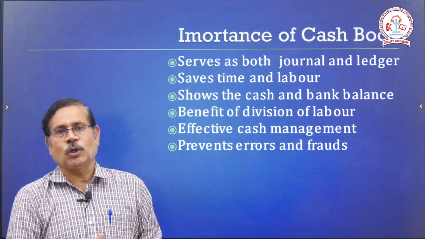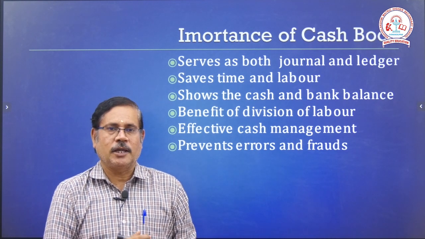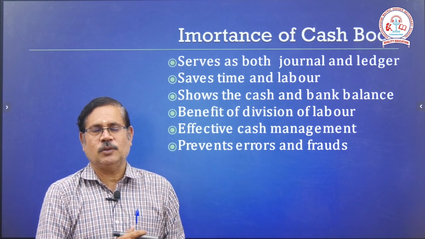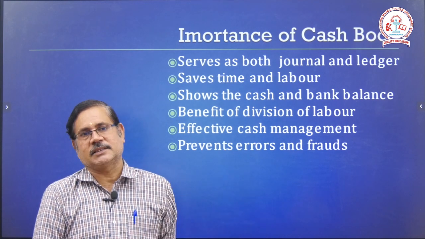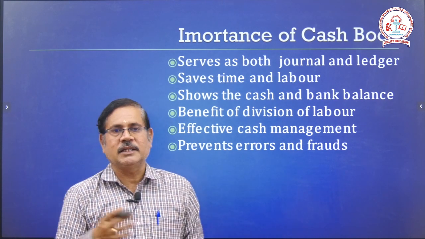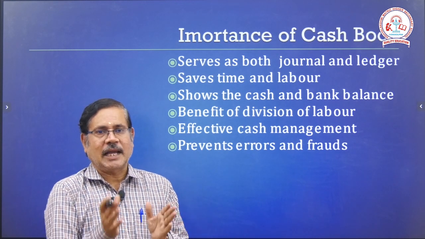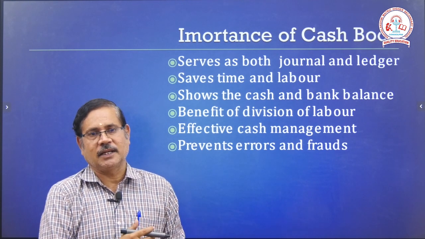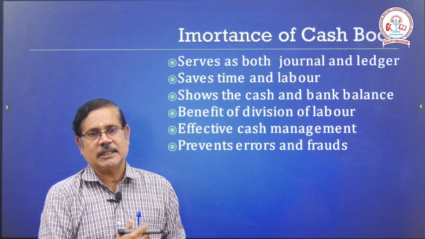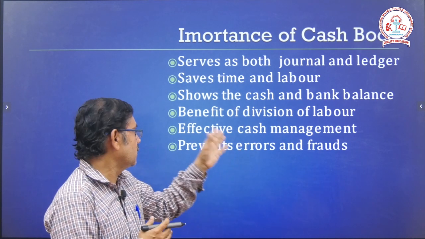The next one: it shows the cash balance and bank balance. In this cash book, on the left hand side we record cash receipts and on the right hand side cash payments. Based on that, we know the cash balance and bank balance at the end of the period in this particular subsidiary book.